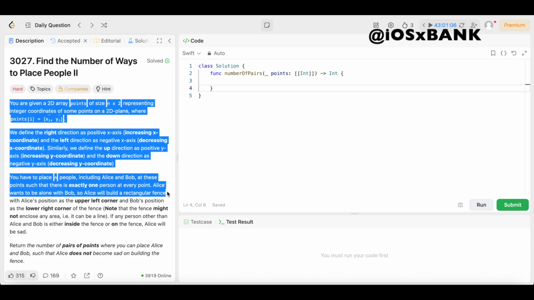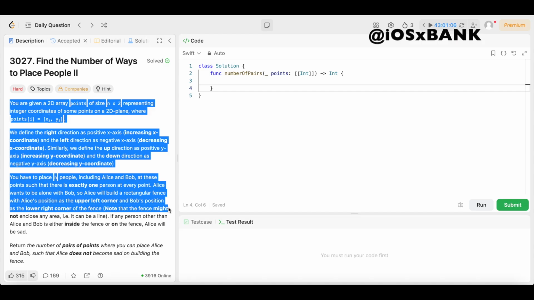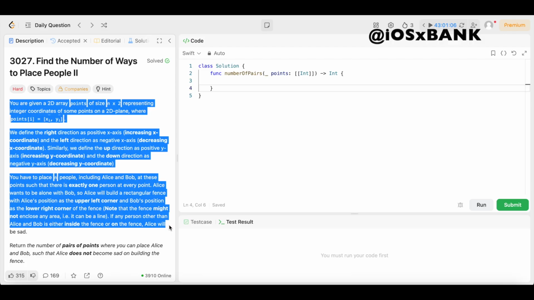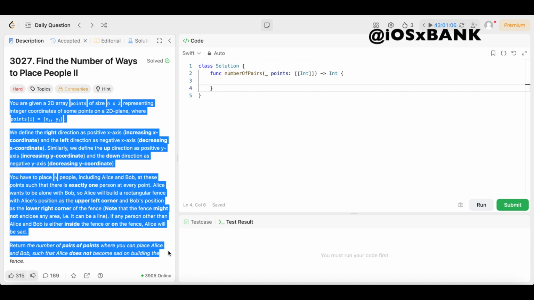Alice wants to be alone with Bob, so Alice will build a rectangular fence with Alice's position at the upper left corner and Bob's position at the lower right corner of the fence. Note that the fence might not enclose any area, i.e., it can be a line. If any person other than Alice and Bob is either inside the fence or on the fence, Alice will be sad. Return the number of pairs of points where you can place Alice and Bob such that Alice does not become sad on building the fence.